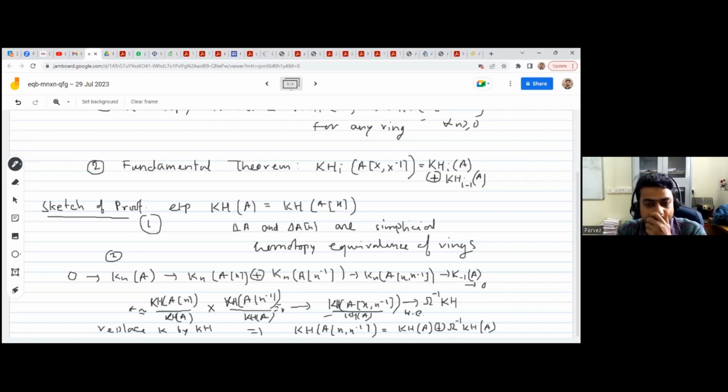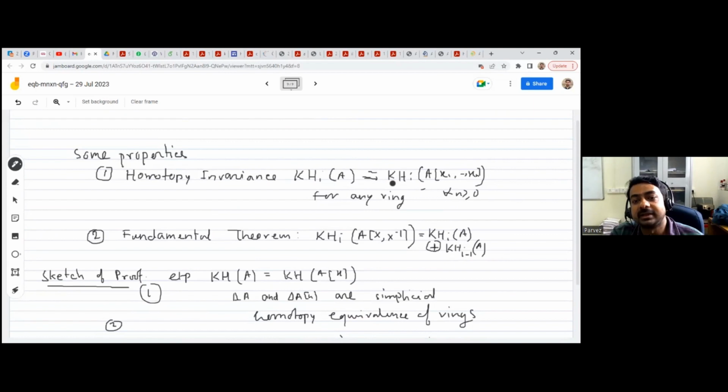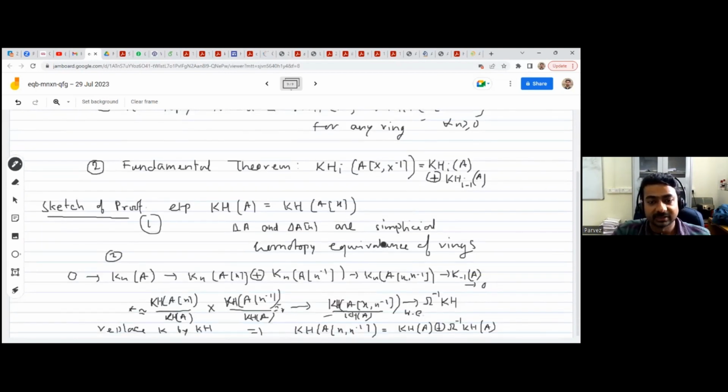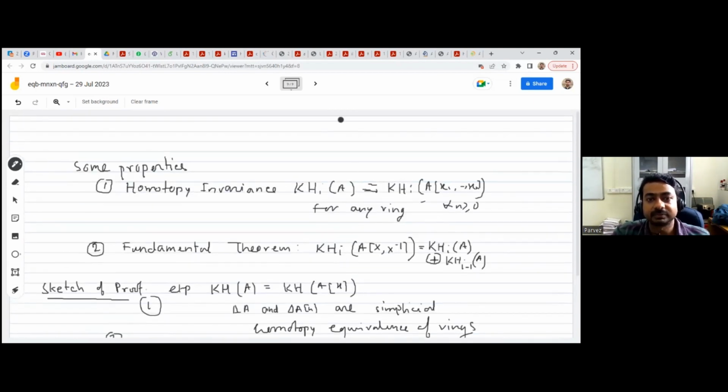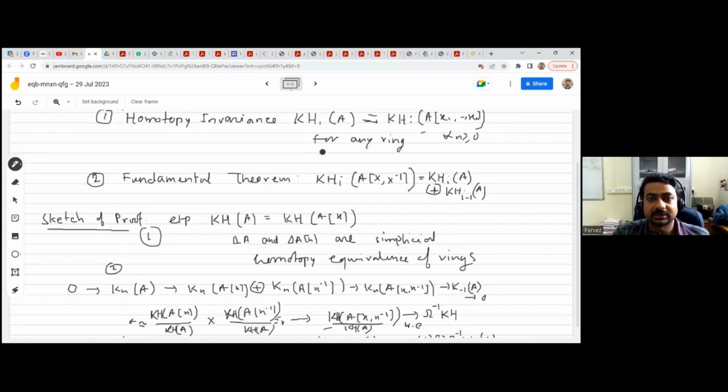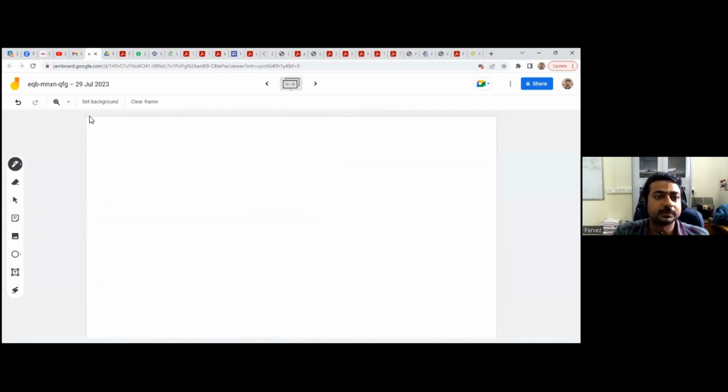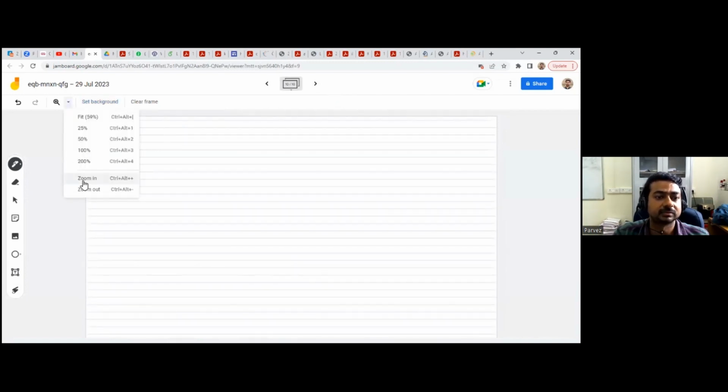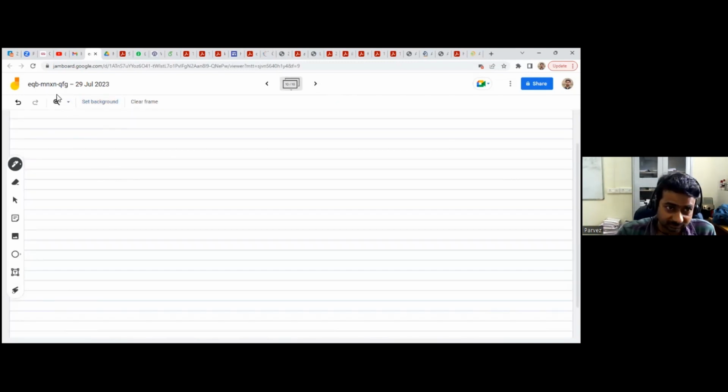If you apply pi i on both sides, then you will get khi, and this will be khi minus 1 by definition. So this is how the proof works. Basically, it follows from this fundamental sequence and using the homotopy invariance property. So this is the fundamental theorem. Now let me write down some more properties.